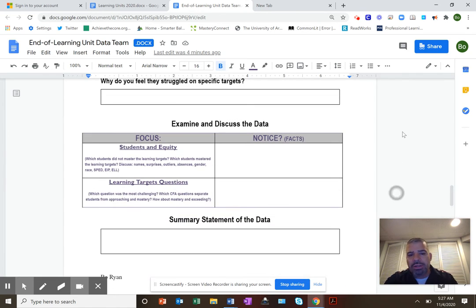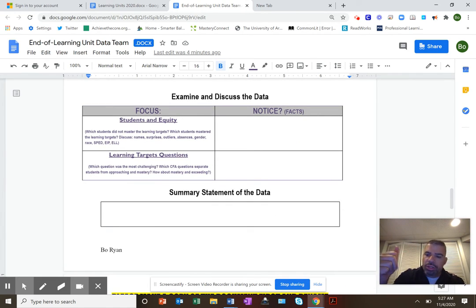Then we examine and discuss the data. We look at all the students with a race and equity lens, and then we look at the questions and reflect on the questions. Which question was most challenging? Which question separates students from approaching and mastery? How about mastery and exceeding? And then we write a summary statement of the data. What's the overall data telling us?